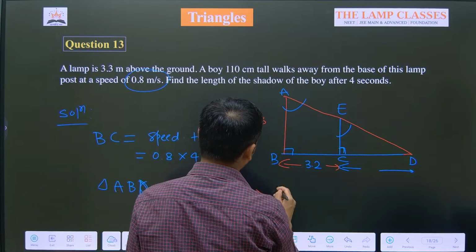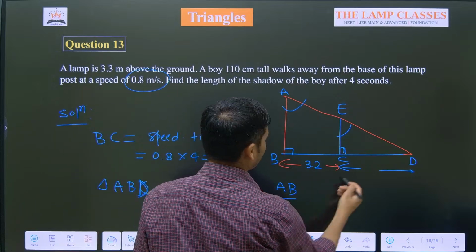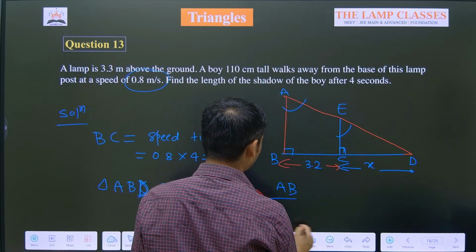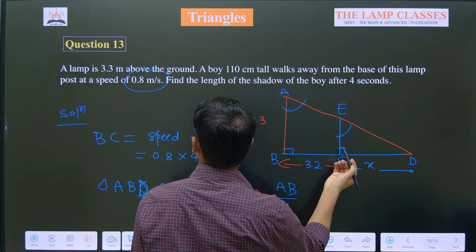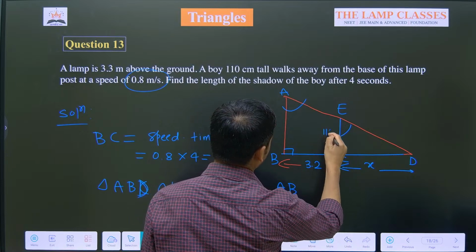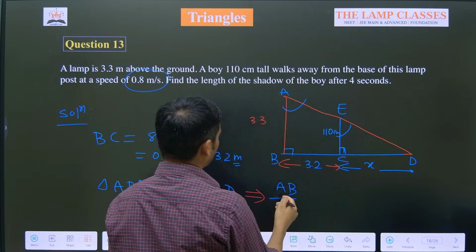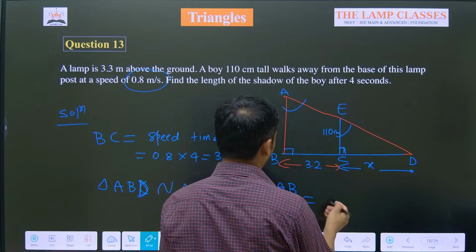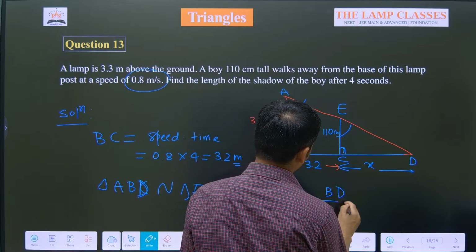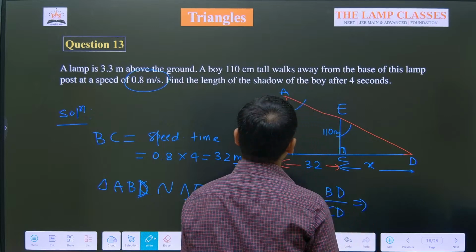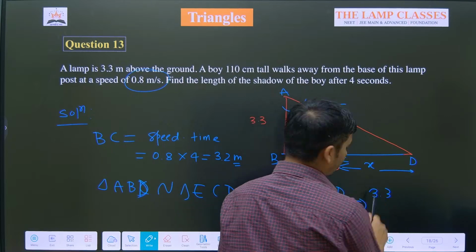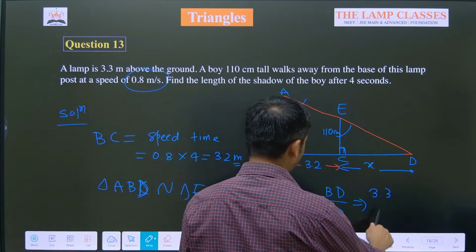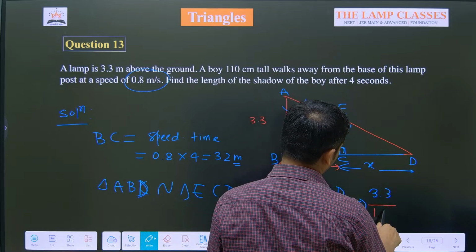So that's going to be AB upon, you can call this length x, length of the shadow. The height of the child is given 110 centimeter. So it's going to be AB upon EC is equal to BD upon CD. Put the values. AB is 3.3. Take care of the length unit as well. One of the lengths is given in meter, the other is in centimeter. So EC if I have to convert into meter, it has to be 1.1.